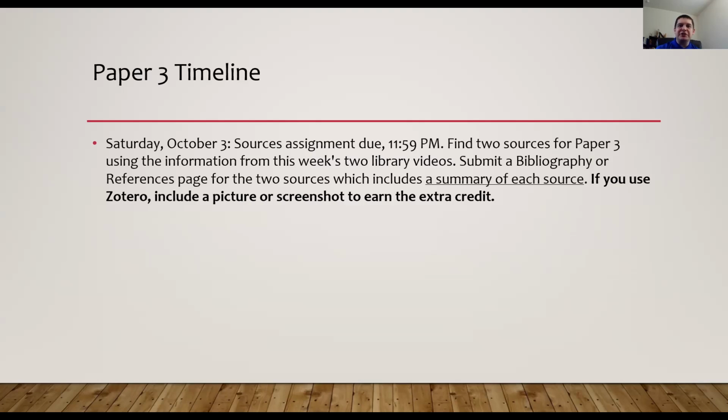Use the videos to find sources. I'll also be going over some strategies in today's lecture. And what you need for that assignment is a bibliography if you're using Chicago, or a references page if you're using APA, for both sources. But unlike traditional bibliographies, you're also going to include a brief summary of each one. So 2 or 3 sentences: what does it argue? What is the content? If you want to go ahead and use Zotero for this one, as I said, a picture or a screenshot, I'll give you the extra credit for that, and that way you don't have to worry about it in week 7 as well.